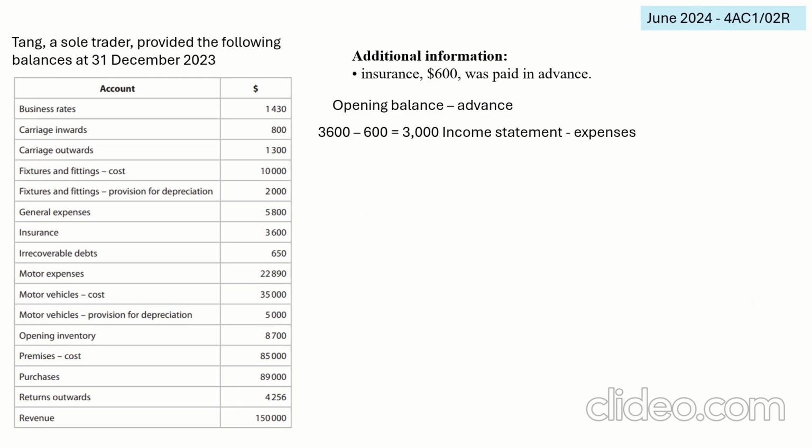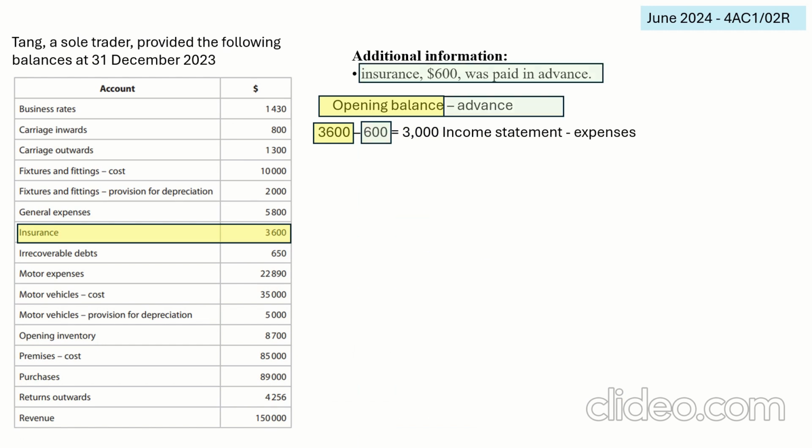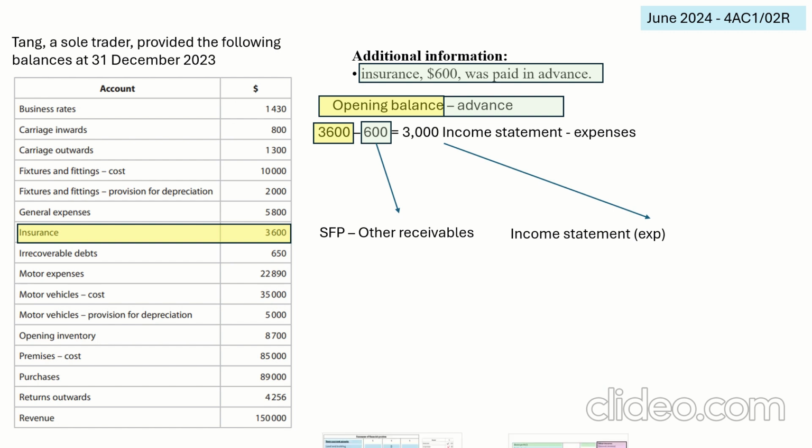Insurance 600 was paid in advance. Remember, any advance payment for expenses or income should be deducted. As you can see here, you have an opening balance of insurance 3,600, and during the year end, 600 was paid in advance. You deduct that and transfer 3,000 to the income statement expense, whereas the 600 should be transferred under statement of financial position under other receivables, as it's an advance payment for expense.